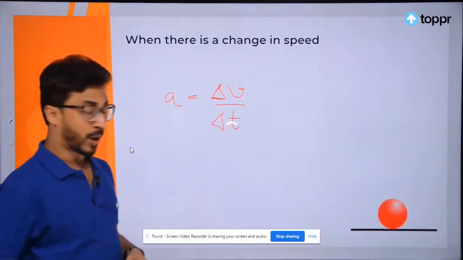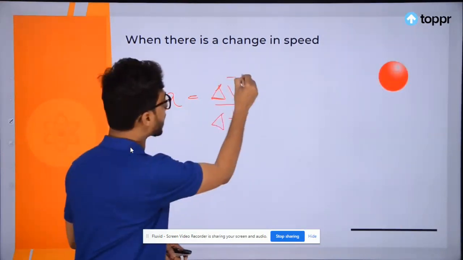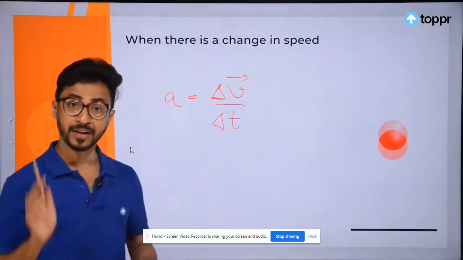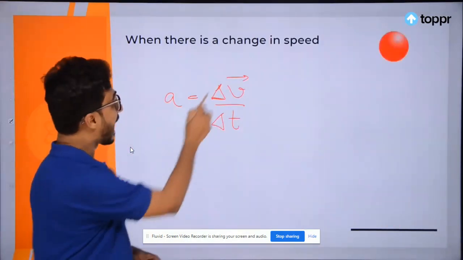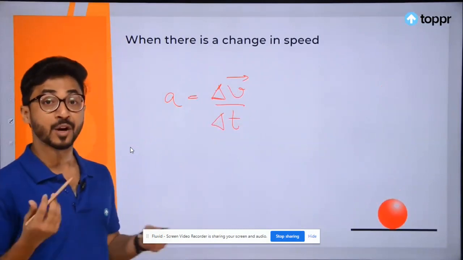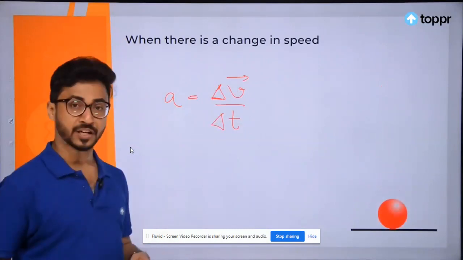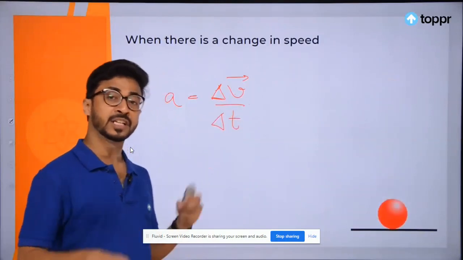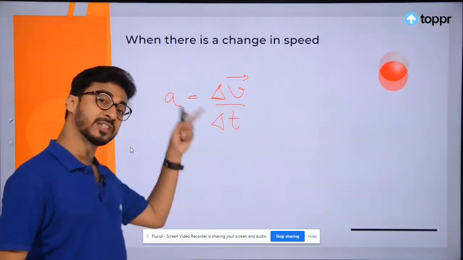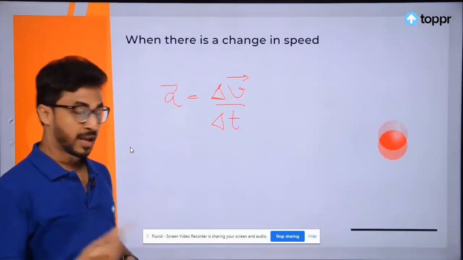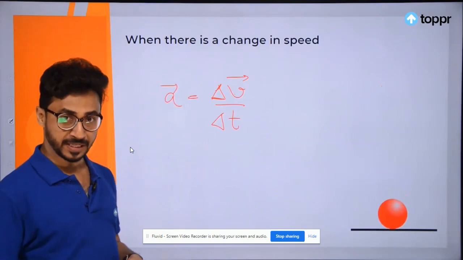When we say rate of change of velocity, always remember velocity has a magnitude, that is speed, and this sign indicates velocity is a vector. So we can also change the direction. So whenever the speed or the direction changes, it means it changes the acceleration. So this is the effect of speed.